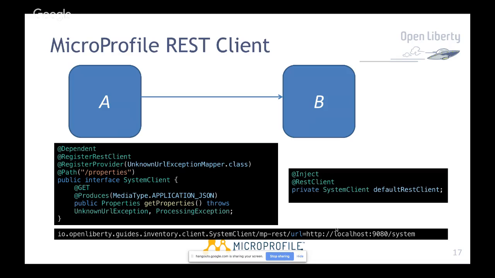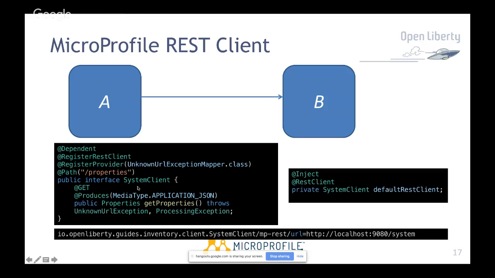In JAX-RS, the REST client is not a type-safe client, and you can only find a problem during runtime, which is not something acceptable, or not good enough. So that's why in MicroProfile we have come up with MicroProfile REST client, which is to create a type-safe JAX-RS client. How does it work?